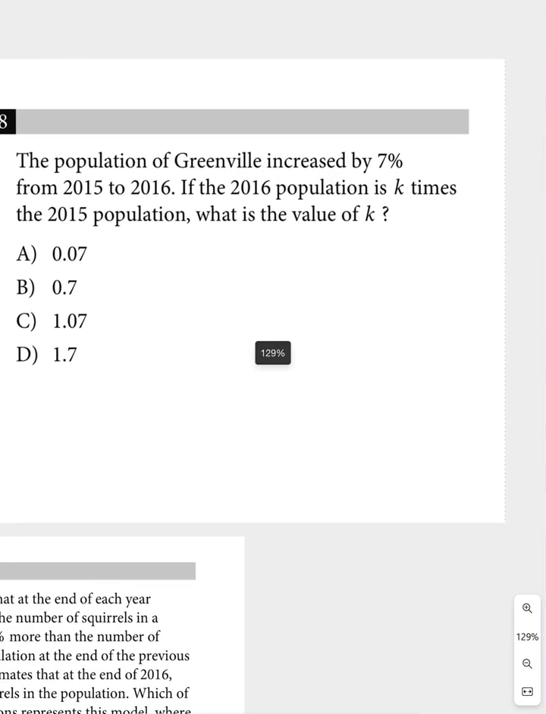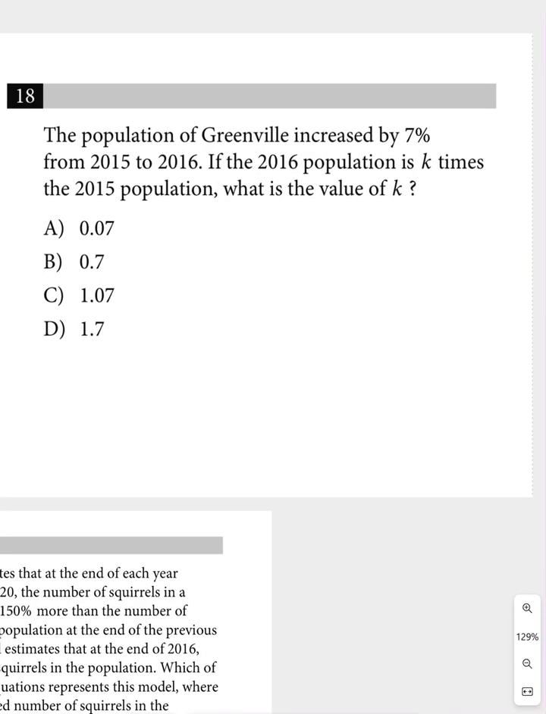The population of Greenville increased by 7% from 2015 to 2016. So the 2016 population is k times the 2015 population. What is the value of k? We don't have any numbers really. We don't know the initial population or the final. So we're going to use a variable for this question.